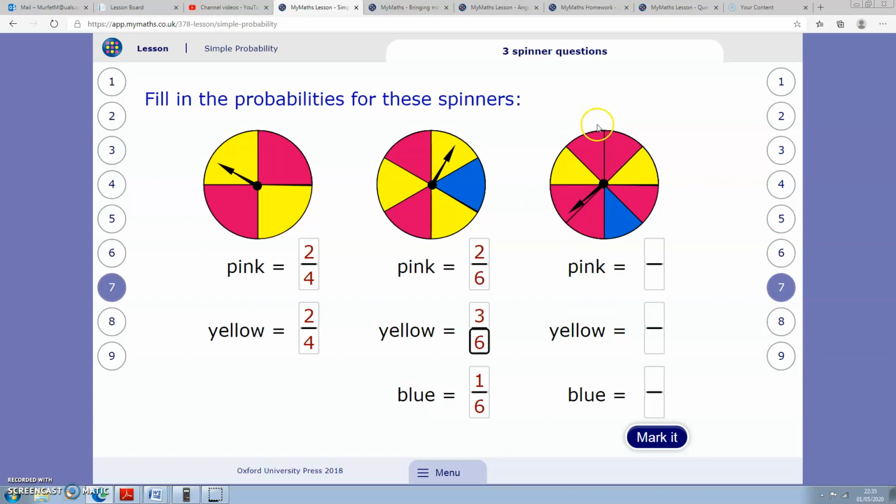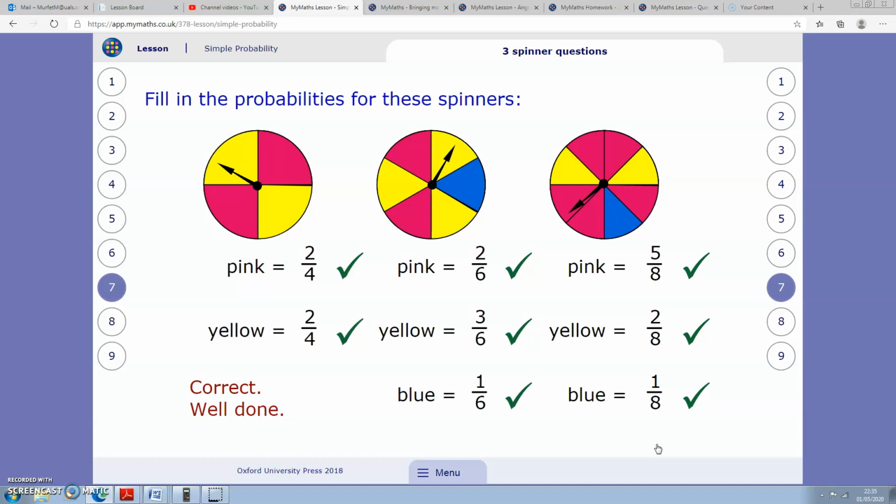On the last one, pink, I've got 5 sections out of 8. Blue, I've got 1 section out of 8. And 5 plus 1 gives me 6, so I should have 2 yellow sections, which I do. 2 out of 8. Okay. Give it a tick. On to 8.